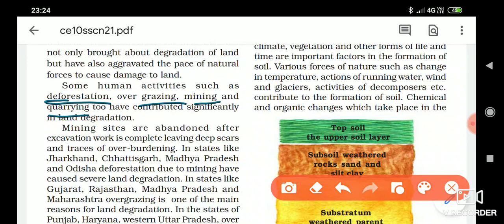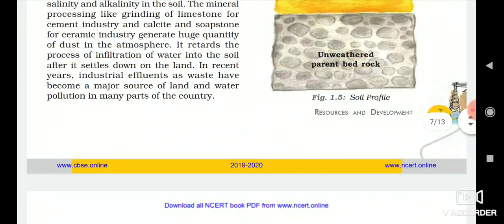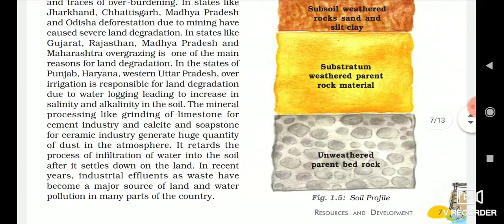If you go to Jharkhand, Chhattisgarh, Madhya Pradesh, and Odisha, here deforestation is caused by mining activities. Then if you go to Gujarat, Rajasthan, Madhya Pradesh, Maharashtra, overgrazing is the main problem here. Fine. So let's take some other states more.